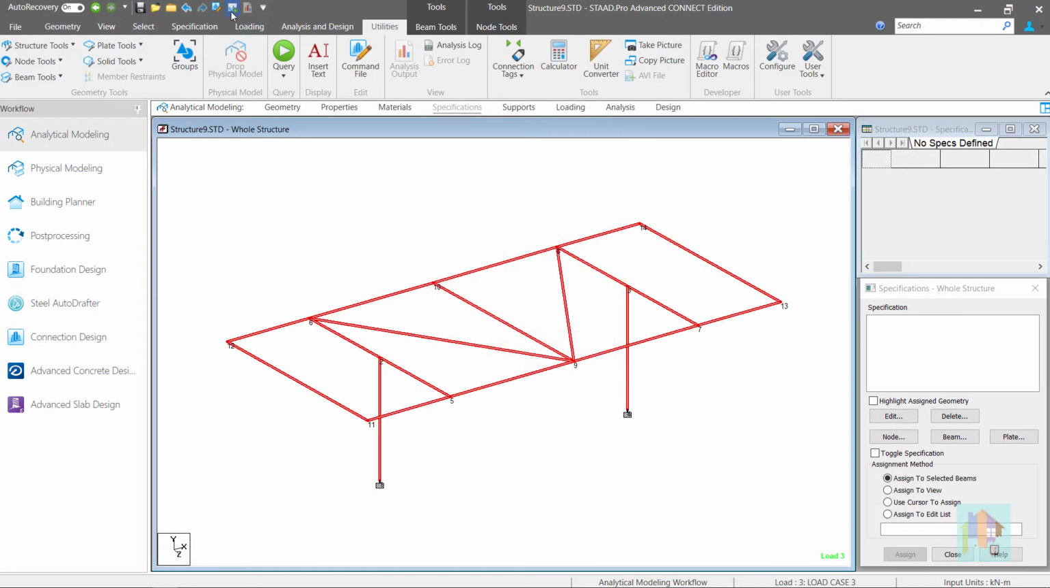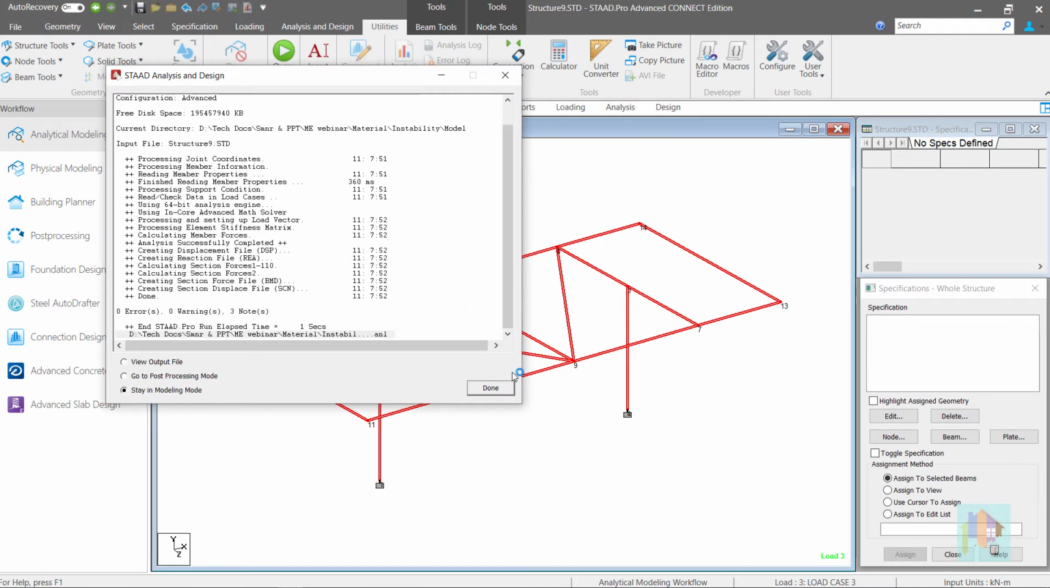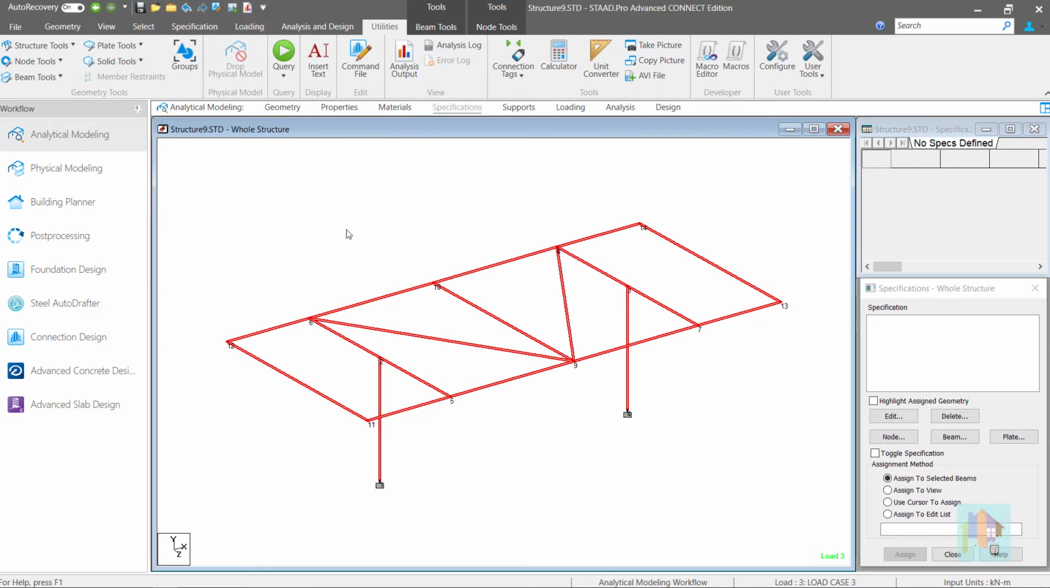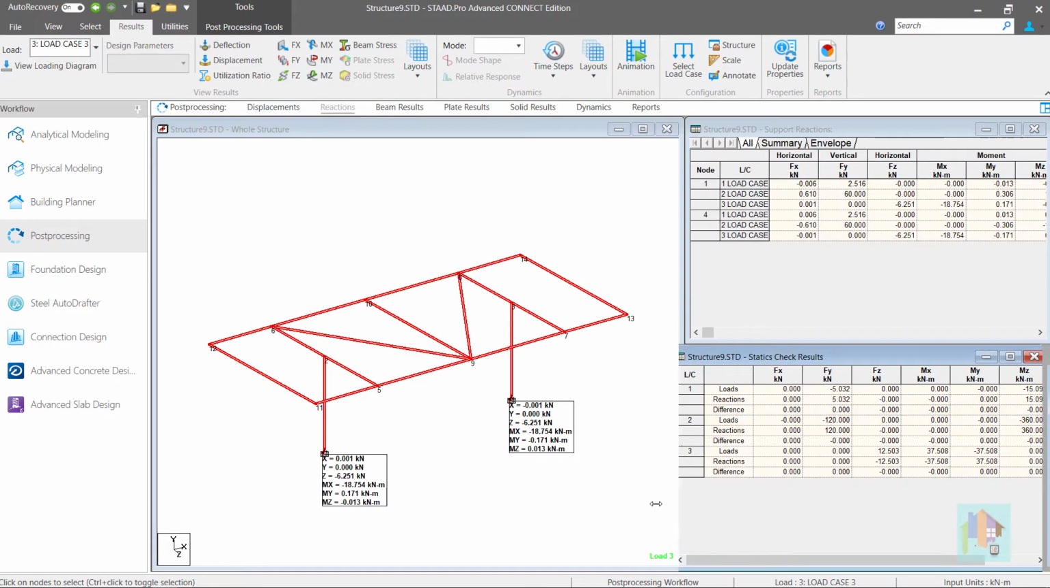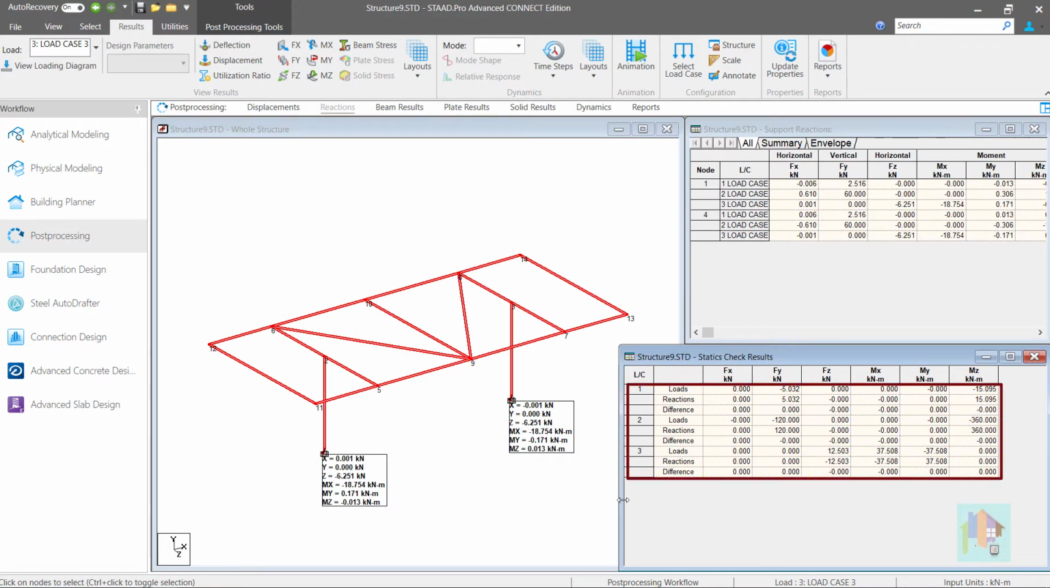Analyze the model. This time, no instability warning is reported. The structure is now stable. Deflection value is within allowable limit. We can further reduce it by increasing the section size. Static check results are also okay.